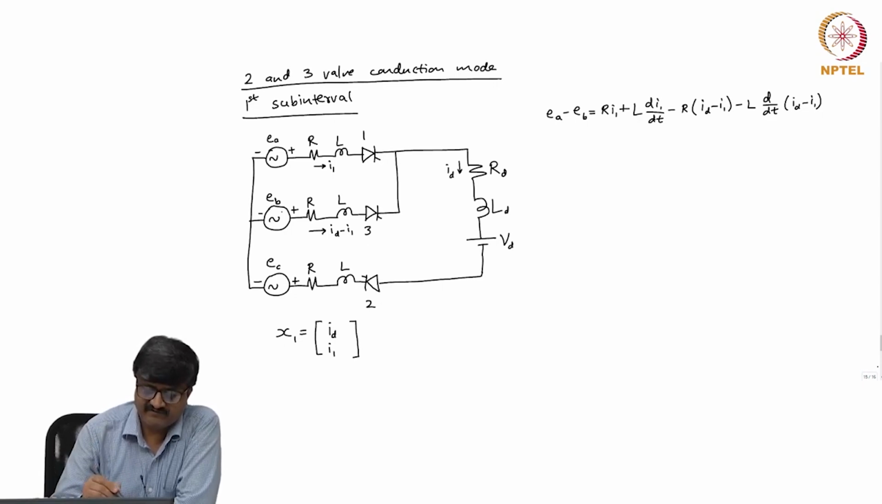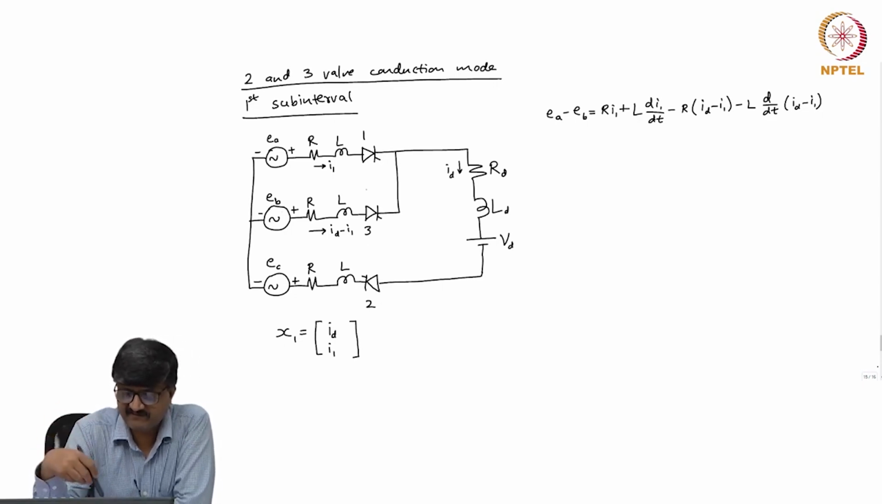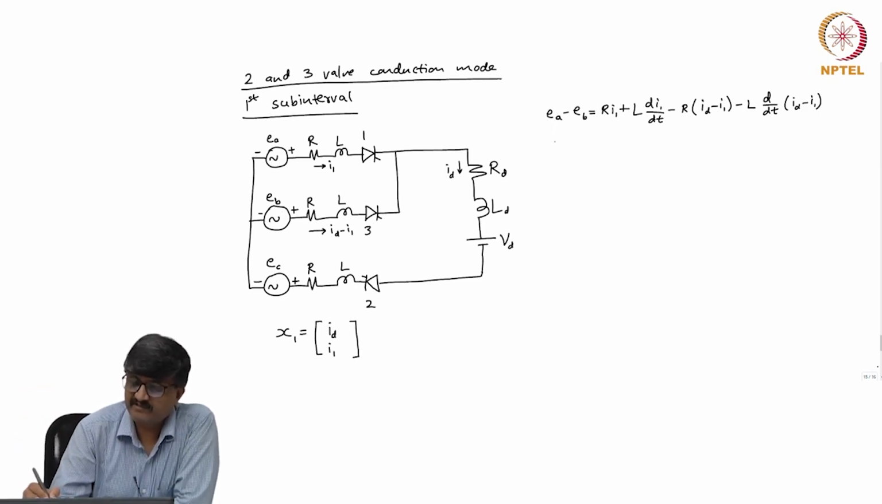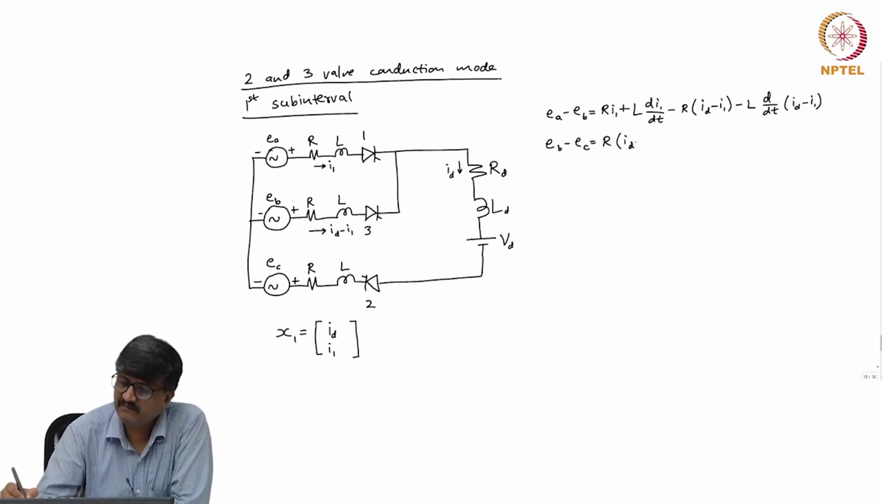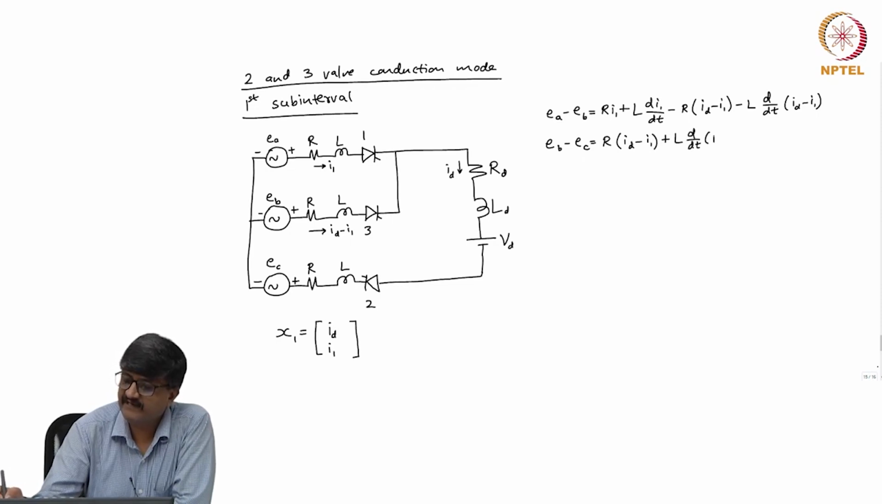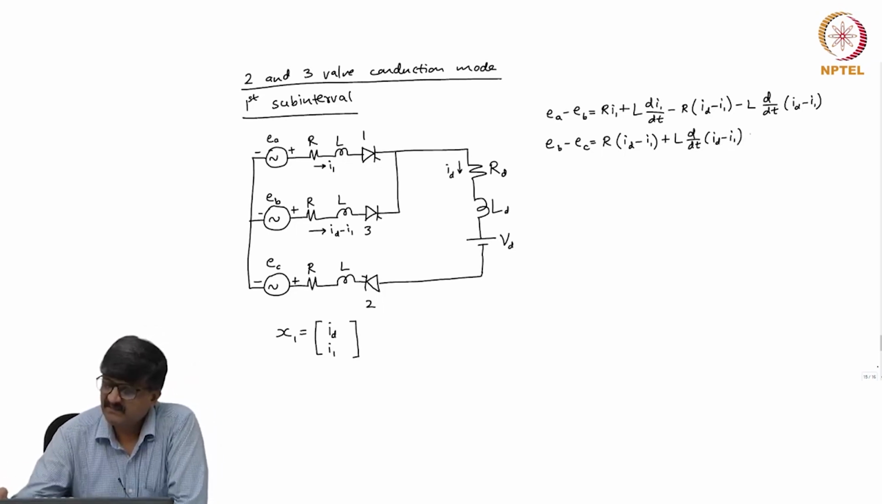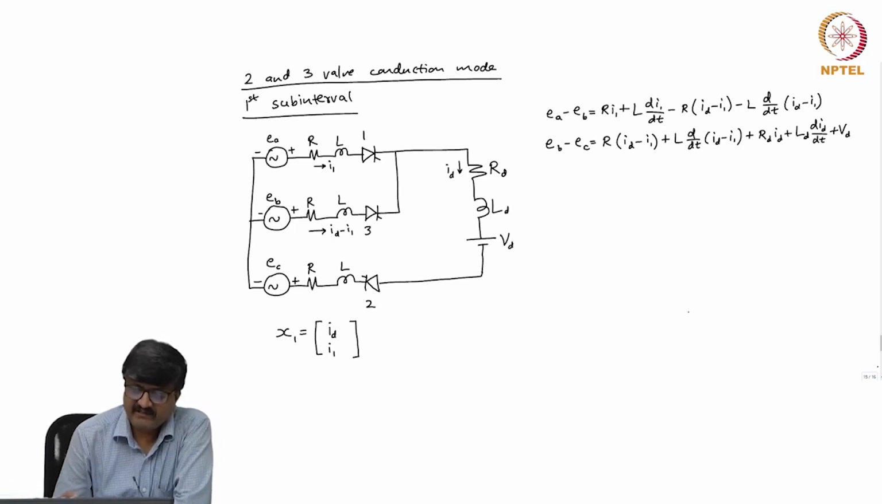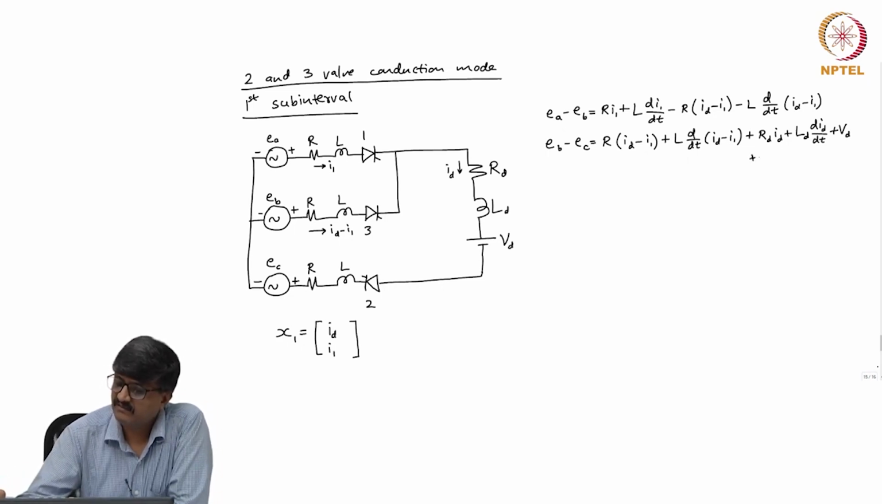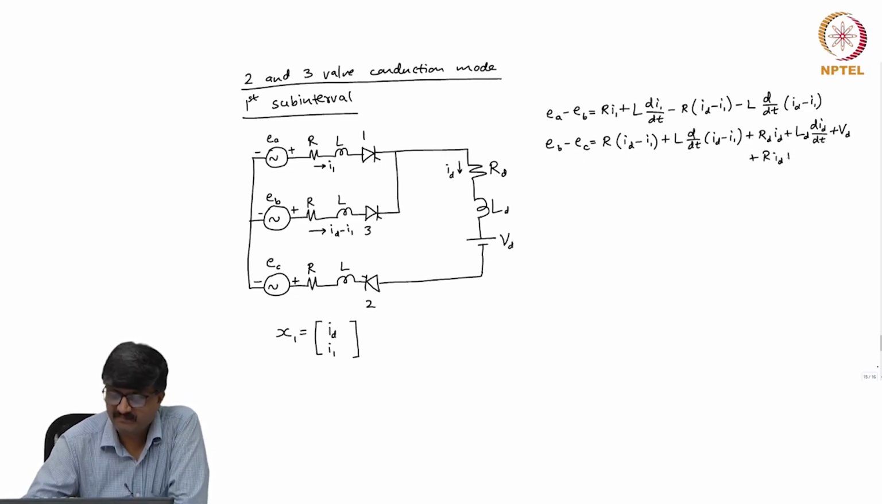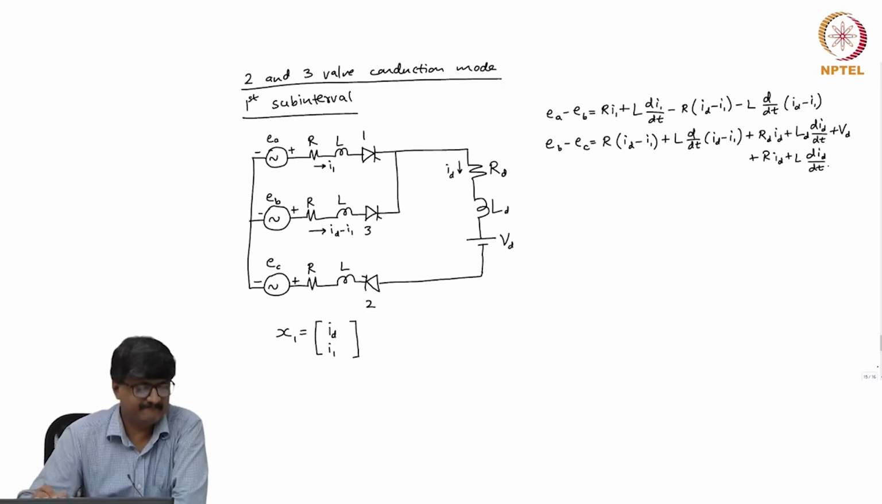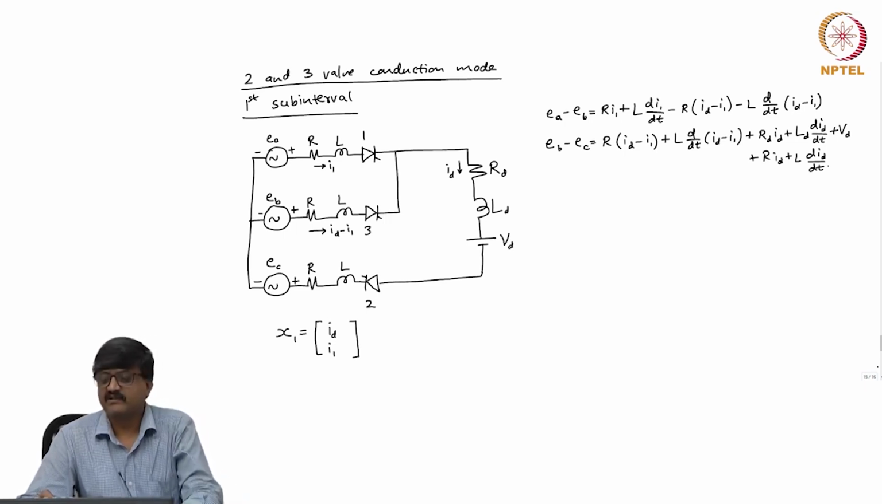If I take the loop consisting of EB, EC, R and L in series with EB, R and L in series with EC, the valves 3, 2, RD, LD, VD, and apply Kirchhoff's voltage law, I get EB minus EC is equal to R into (ID minus I1) plus L d by dt of (ID minus I1) plus RD ID plus LD dID by dt plus VD, and the current through valve 2, R and L in series with EC, is nothing but ID, plus R ID plus L dID by dt. So, these are the two equations.